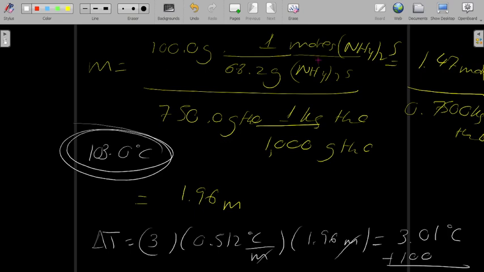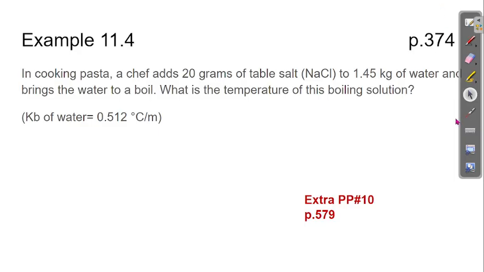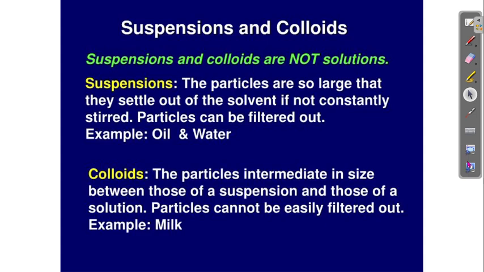And that completes your extra practice problem. You have done lots of problems. The module finished with 2 new terms, suspensions and colloids. You need to know what they mean. Suspensions and colloids are not solutions. What is a suspension then? Well, the particles are so large that they settle out of the solvent if not constantly stirred, and the particles can be filtered out pretty easily because they are so large. An example is oil and water.